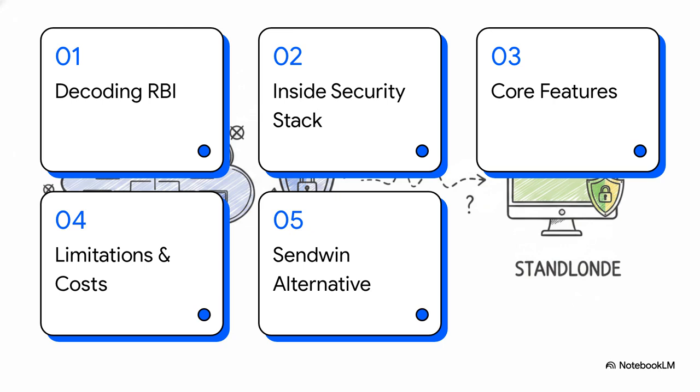Here's our roadmap for this explainer. First, decoding remote browser isolation. Second, inside the security stack. Third, core isolation features explained. Fourth, limitations and enterprise costs. And finally, number 5, the accessible Send.win alternative. Let's get right to it.